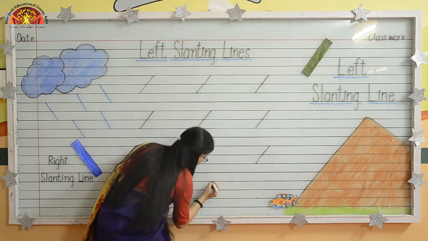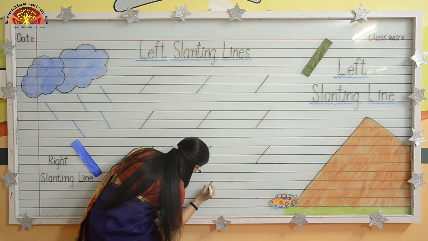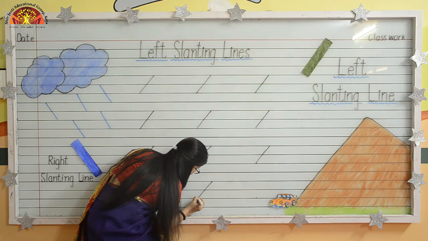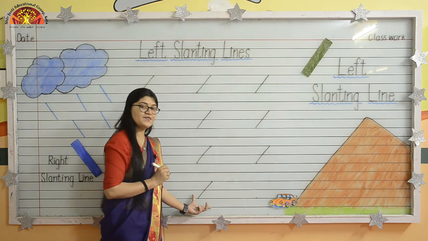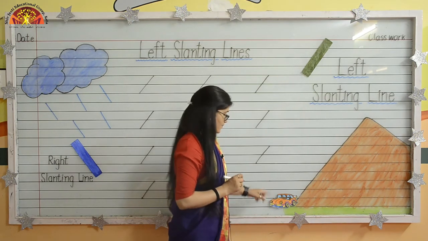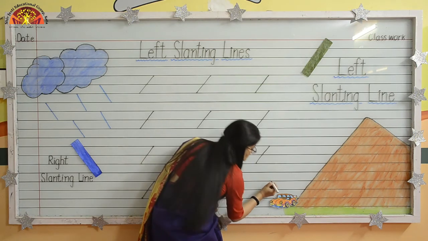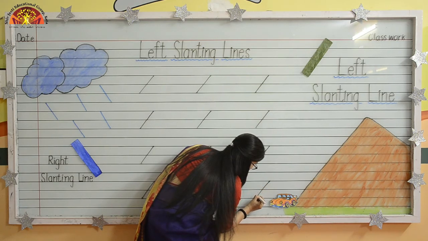One more time. Put your crayon here and draw slant line towards left hand side and join the dots like this. This is left slanting line. Now kids, let's do one last time. Put your crayon here and draw slant line towards left hand side, join the dots like this.